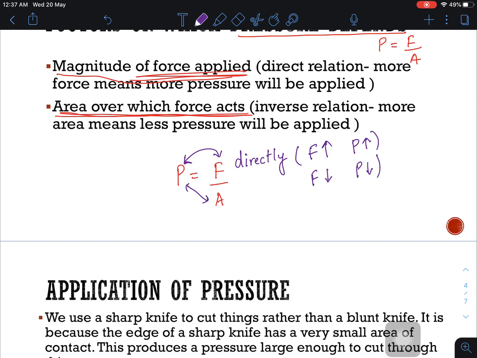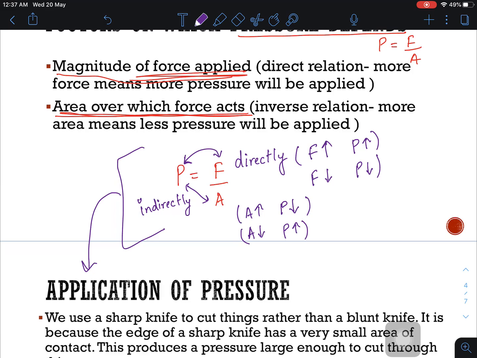Now, pressure and area vary indirectly. That means if you increase area, pressure will react oppositely, that is, it will decrease. And if you decrease area, the pressure will increase. We use this in our daily life. I hope this is clear. The arrow that goes up means increase, and the downward arrow means decrease.